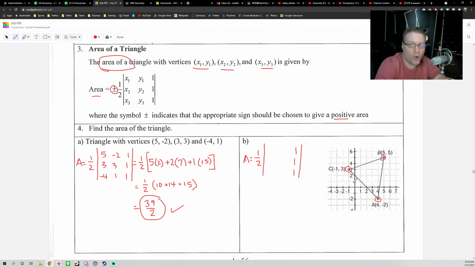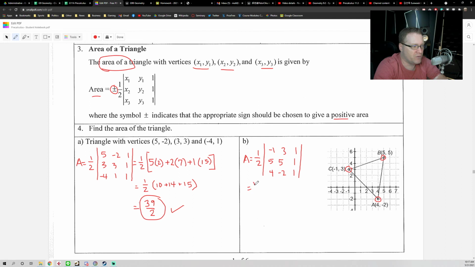And it doesn't matter what order the points are in. It can be -1, 3, 5, 5, 4, -2. Or I could do 4, -2, -1, 3, 5, 5. It doesn't matter what order, as long as you make sure that you have the x and the y coordinate of each one next to each other. So I'm just going to start with this one. We have -1, 3, 5, 5, and then 4, -2. So there's our matrix, and we're just going to find the determinant now.